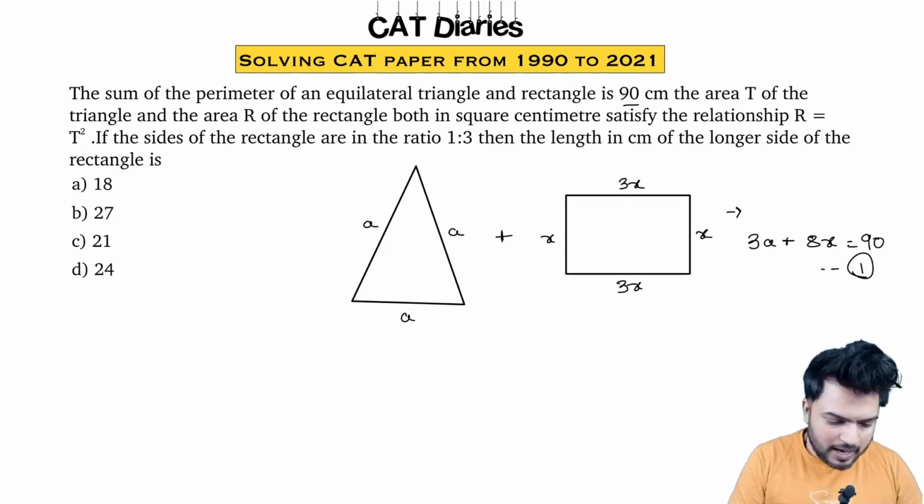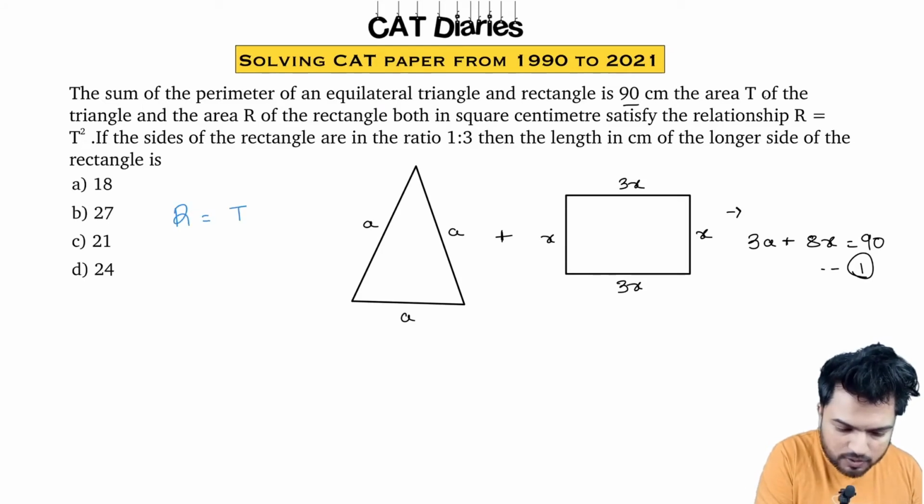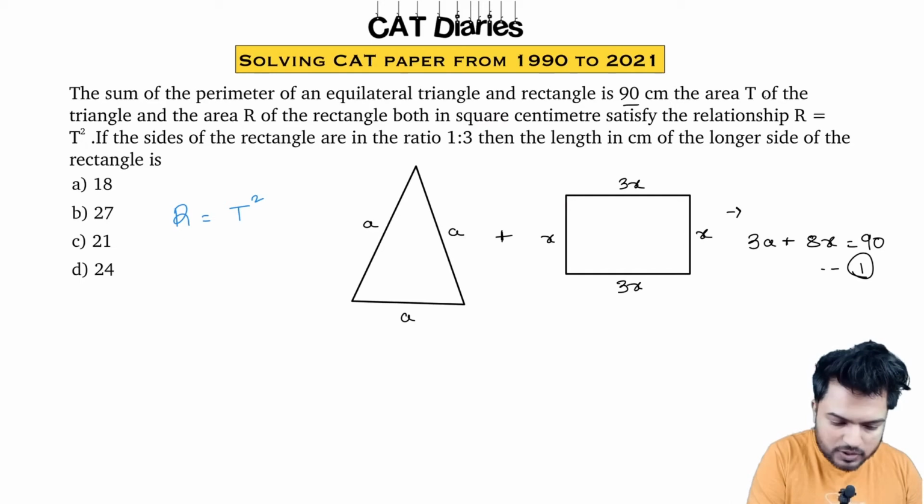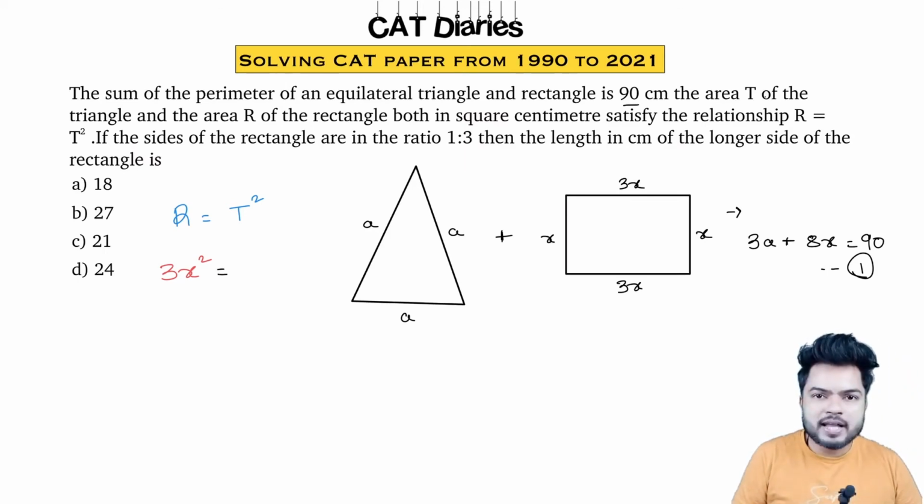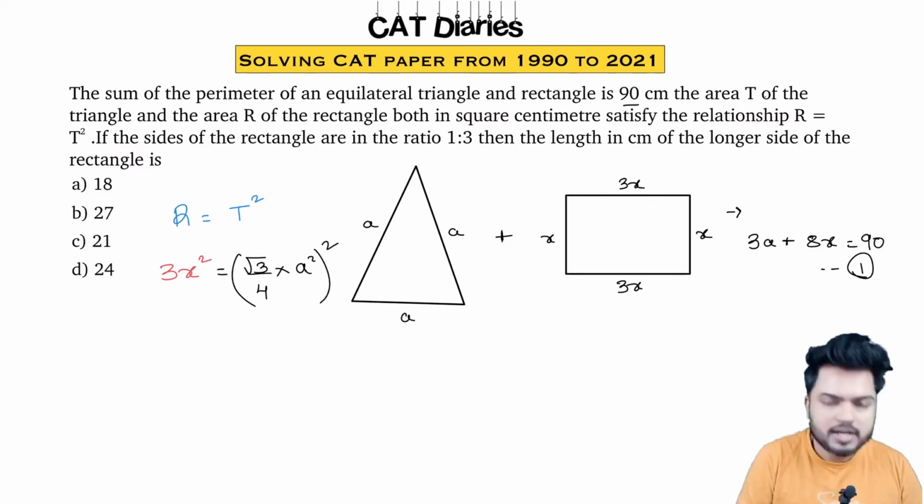So let's see, we have a relationship that is being given here, the relationship between their areas. R is equal to T square. Now what is R? R is the area of the rectangle. What is the area of the rectangle? 3x into x, which is nothing but 3x square. That is equal to the square of the area of the triangle. The triangle is an equilateral triangle. What is the formula for the area of an equilateral triangle? Square root of 3 by 4 into side square. The side is a, so I'll write here square root of 3 by 4 into a square, the entire thing whole square, because it's T square.